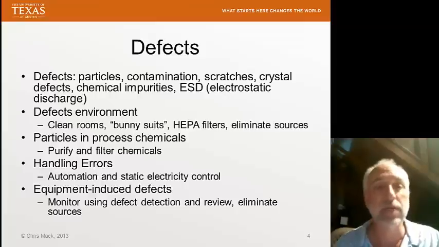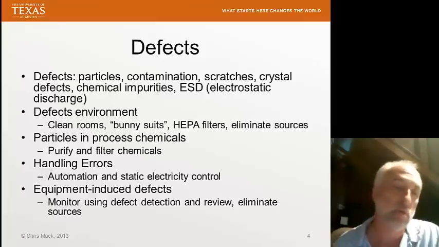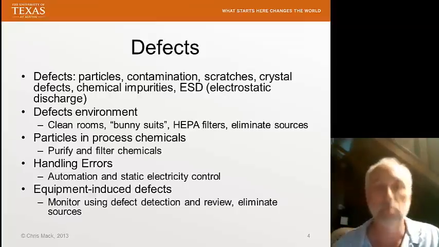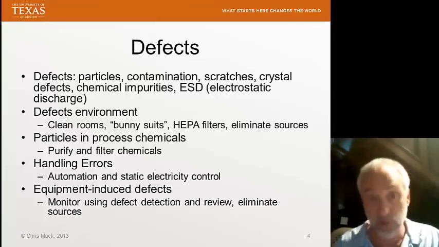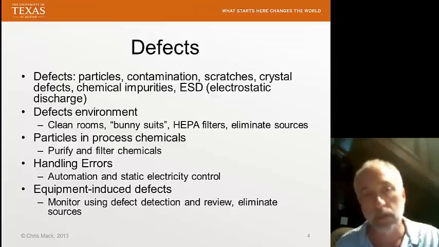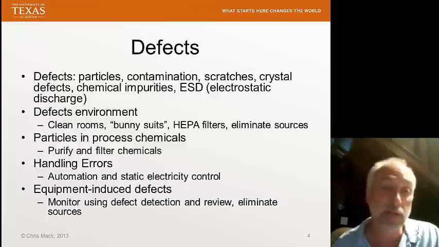And then finally, there's equipment-induced defects. You put a wafer into an implant machine, and maybe there are some moving parts that generate particles that come and land on the wafer. Certainly in CVD equipment, if we don't clean the tubes frequently enough, we can get particles that can land on the wafers. So what we do is monitor the wafers using defect detection and review capabilities, and then eliminate the sources. Make sure the equipment begins clean and stays clean as it's operating on the wafers.